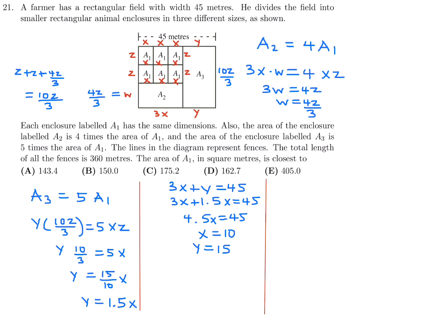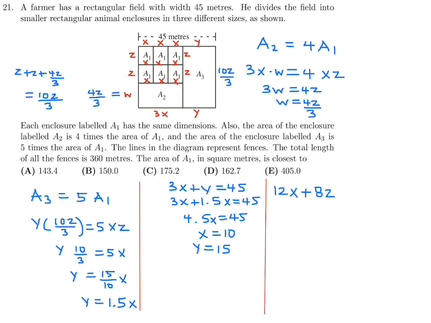How we figure out z is by using, of course, this part, that the total fence is 360. So we have to now figure out what is the total fence. Okay, first let's concentrate on the x's. 1, 2, 3, 4, 5, 6, 7, 8, 9. Plus 3, 12 x's make up part of that fence, so we have 12x. Now let's concentrate on the z's. 1, 2, 3, 4, 5, 6, 7, 8. Okay, so I've got 8 z's.